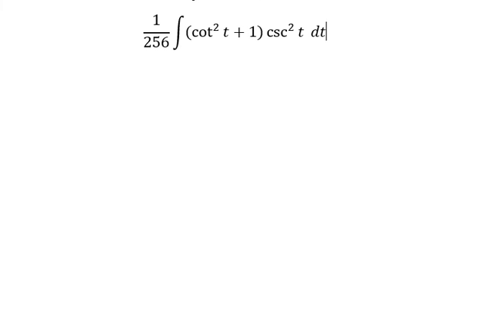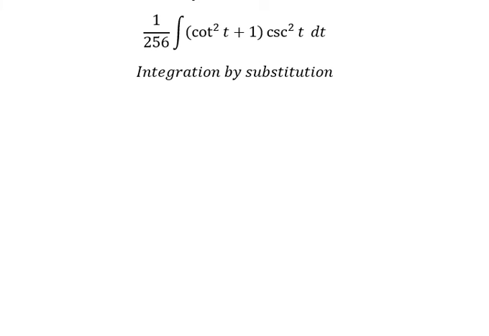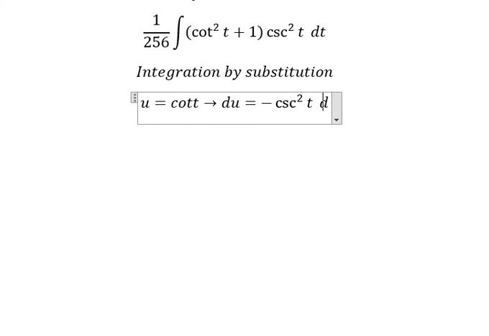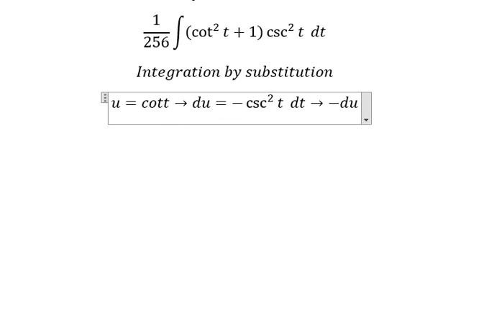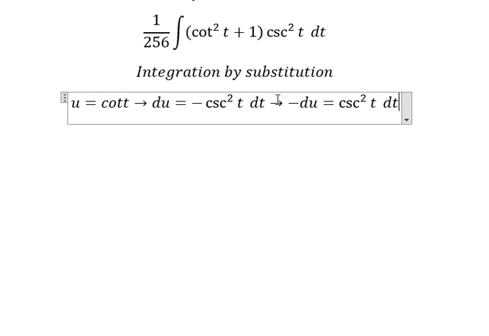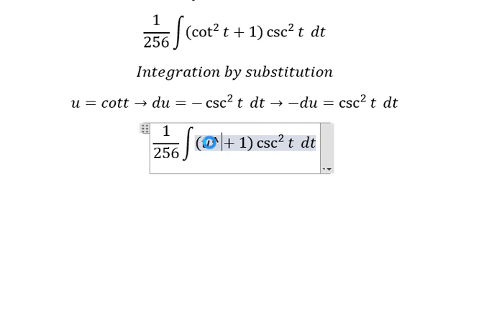And now I will use integration by substitution. So I will put u equals cotangent t, du we have negative cosecant of t square dt. Because we don't have the negative sign in here, I will put the negative next to du. This one we have u square. This one we have negative du.